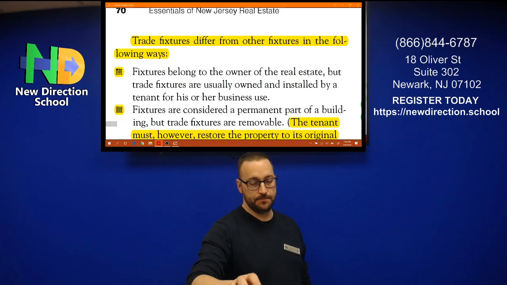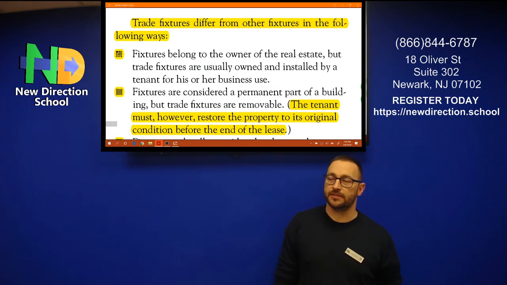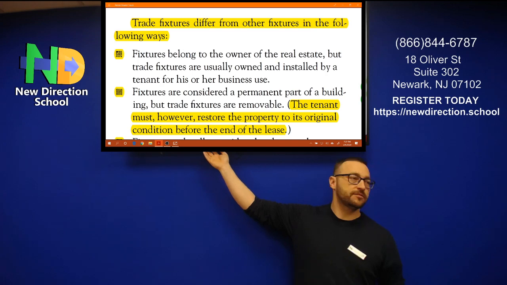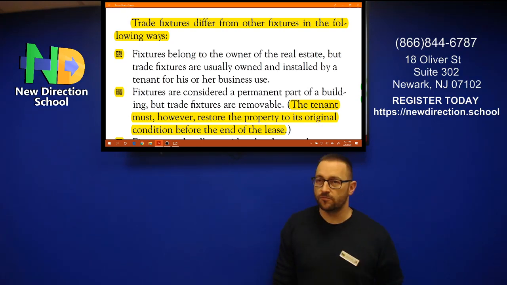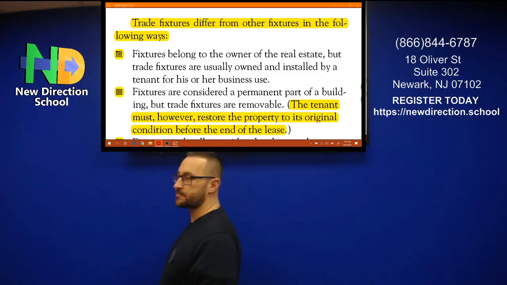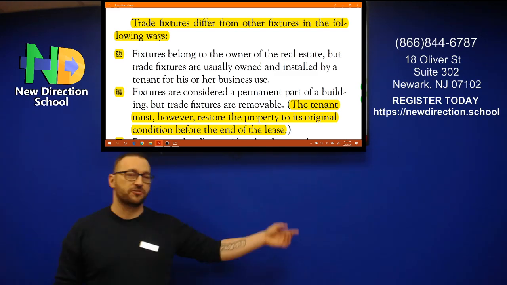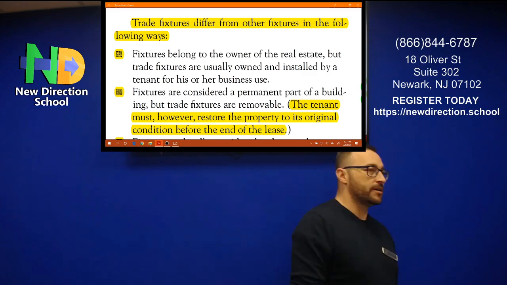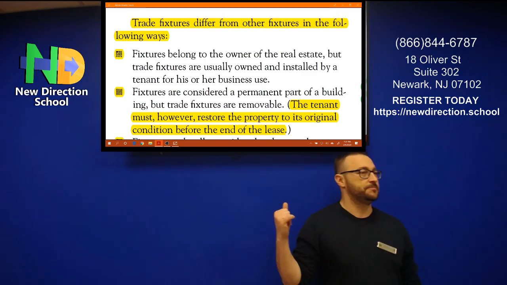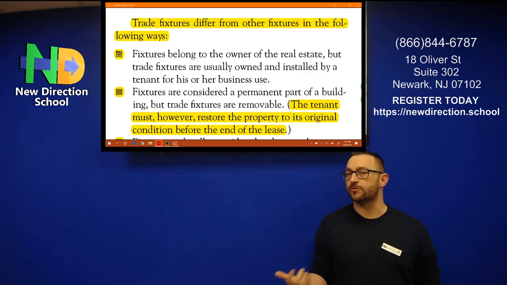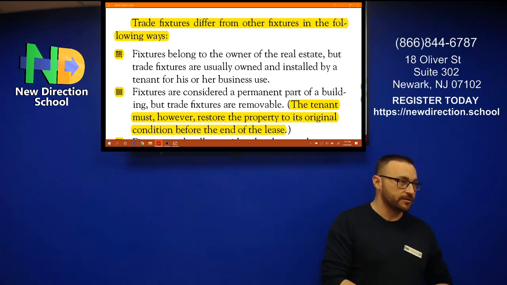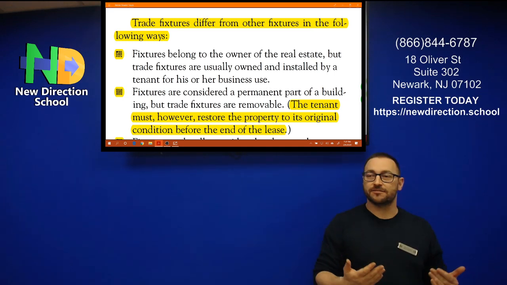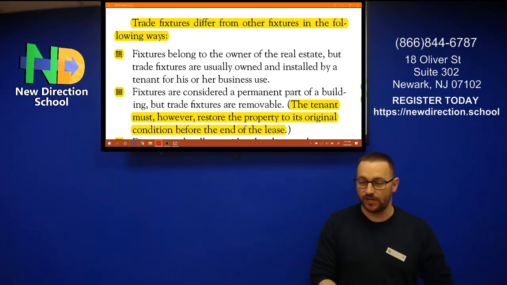Fixtures are considered a permanent part of the building, but trade fixtures are removable. Look what it says in yellow. The tenant must, however, restore the property to the original condition before the end of the lease. That means as soon as I take these TVs out, I must also patch those holes. Does that make sense? Restore the property to original condition. That's on me. And as we'll learn later, if I don't, it's deducted from my security deposit. Very good.